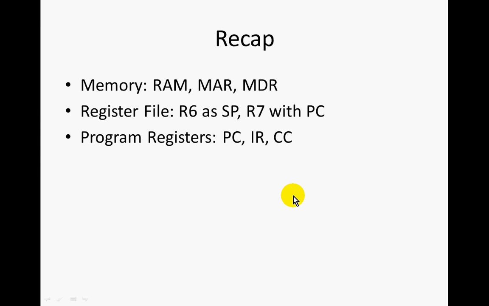That completes the overview of memory in the LC3. To recap, we covered the memory unit, consisting of the 2 to the 16 by 16 RAM, the memory address register, and the memory data register. We covered the 8 by 16 register file, including the special roles of register R6 as the stack pointer, and the interaction of register R7 with the program counter, or PC. And finally, the program registers. The program counter, the instruction register, and the condition codes, including how they interact with one another, and how they influence the execution of the program.